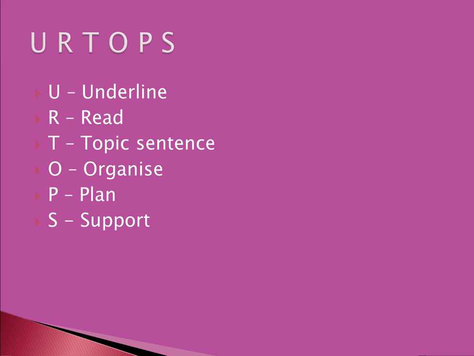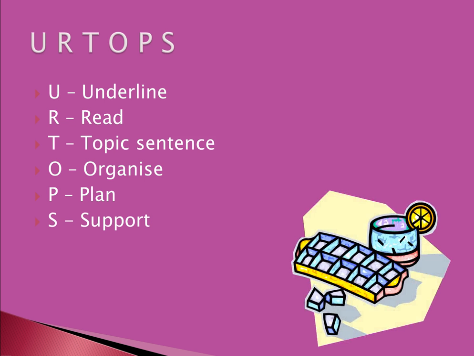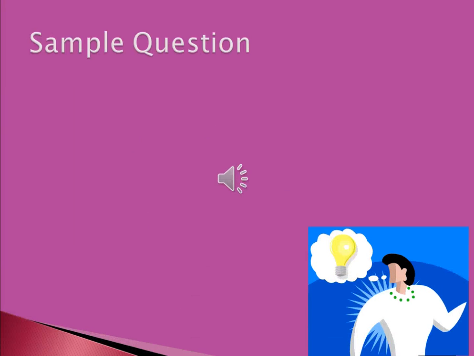Don't forget, in these sorts of questions, I'd like you to use the You Are Tops method, which is underline. Read your question and read all the information around your page. Make sure you've got everything there. T is for topic sentence. O for organise your thoughts. P is for planning it. And S is for support, which is explaining all your terms as you go through. Again, we're talking about Ice Doctor this time, which is for tone colour.